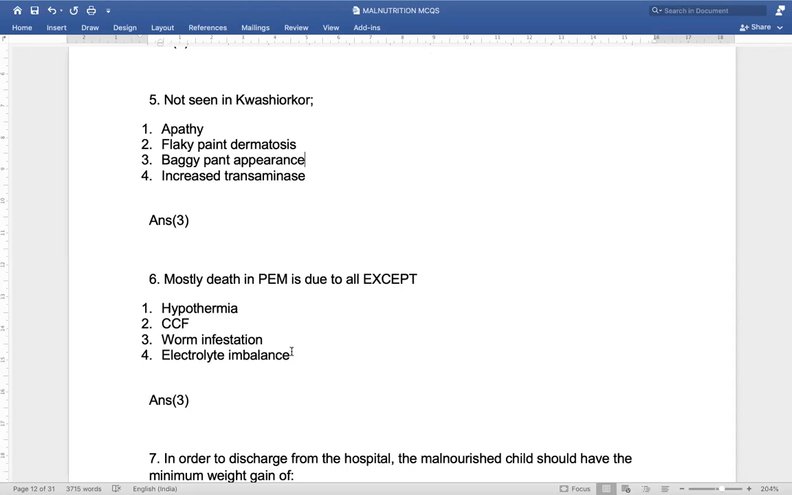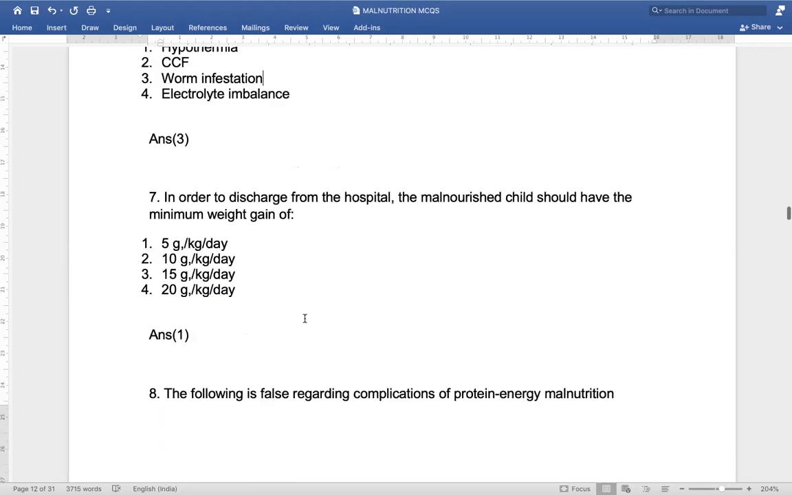So mostly death in PEM is due to all of the following except. This also you can blindly answer without even reading. Hypothermia can cause death. CCF can cause death. Worm infestation, definitely not an answer. Electrolyte imbalance like hypokalemia or hypomagnesemia can cause death in a malnourished child. Already I told you, discharge criteria: minimum weight gain should be 5 gram per kg per day. A good adequate weight gain is more than 10 gram per kg per day.